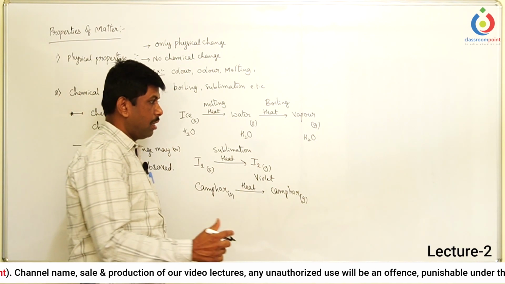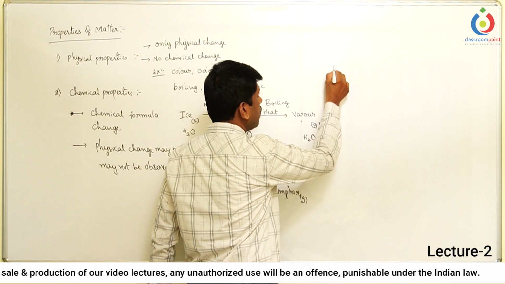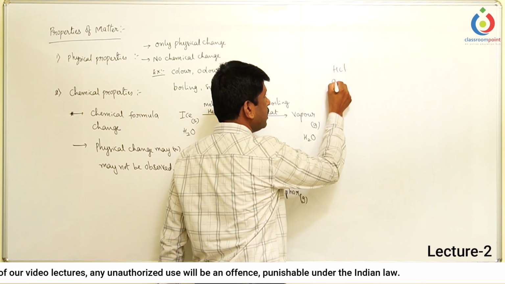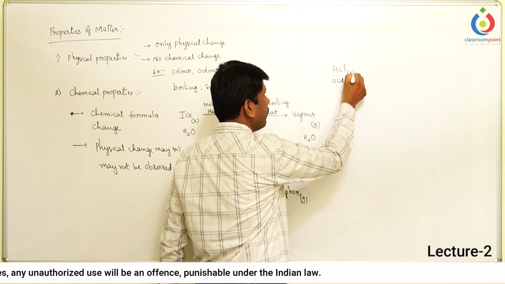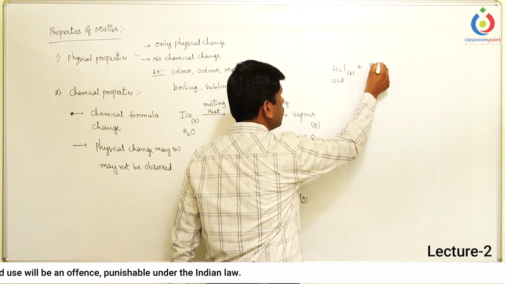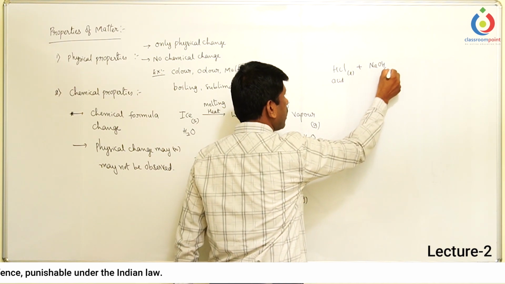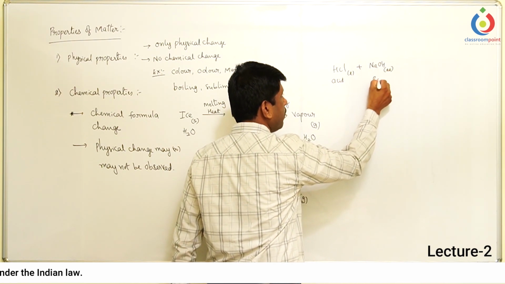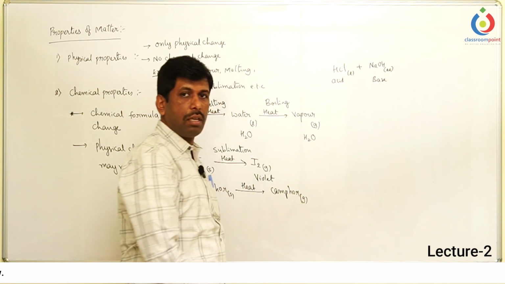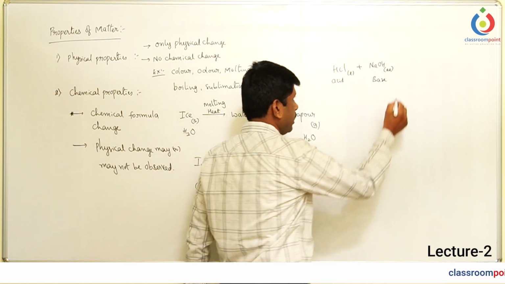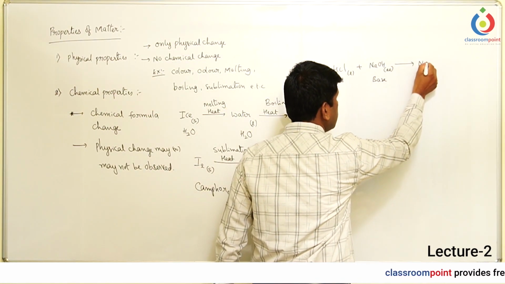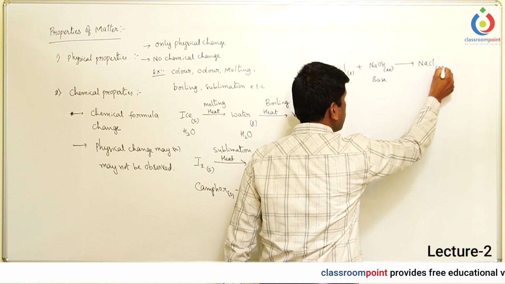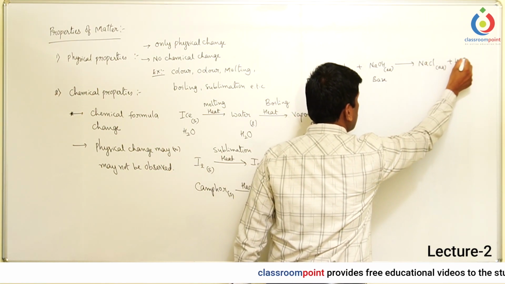So let us take one example here. HCl is an acid. Take it in liquid form, and NaOH, which you take in aqueous form, is called a base. When HCl reacts with NaOH, it completely changes to NaCl, which is in aqueous form, and water is formed.